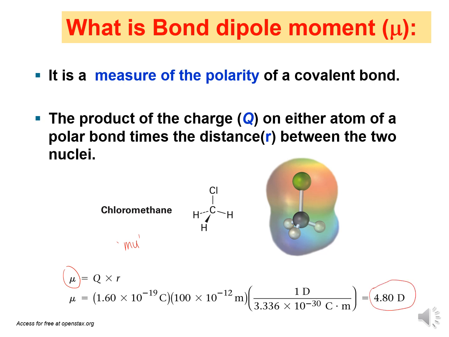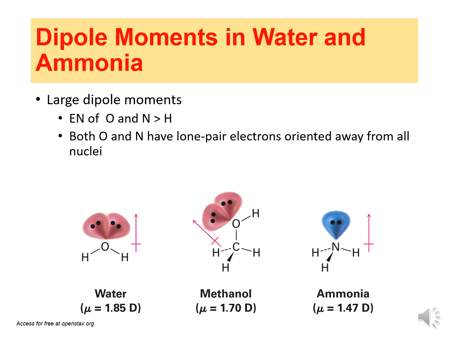D is the unit, and the value is pretty large, which means that this molecule is quite polar in nature. You won't be asked to calculate dipole moment. However, if you are given the magnitude of dipole moment, like in this case, you should be able to tell which one is more polar and which one is less polar. The higher the value of dipole moment, the more polar the compound is. Here again, the direction of the arrow represents the direction of polarity of the molecule.